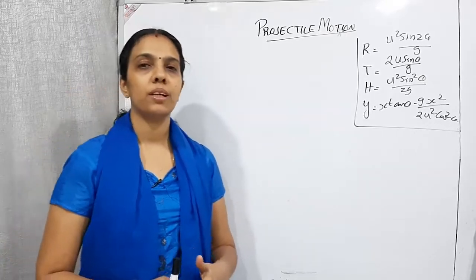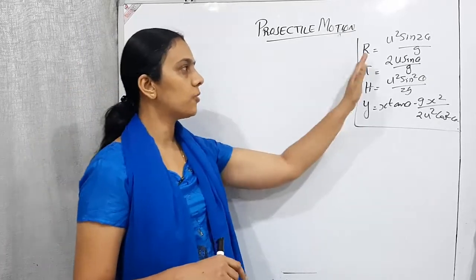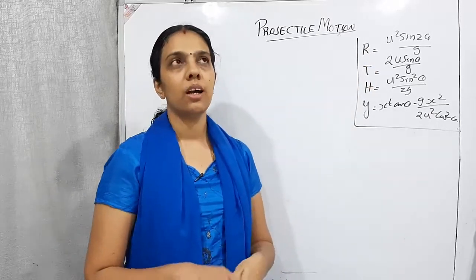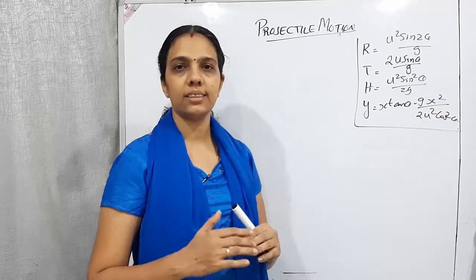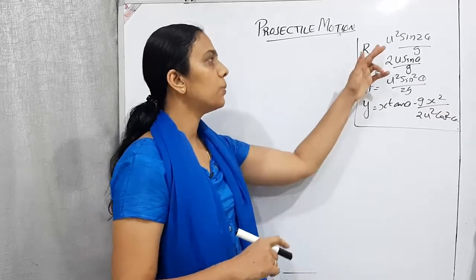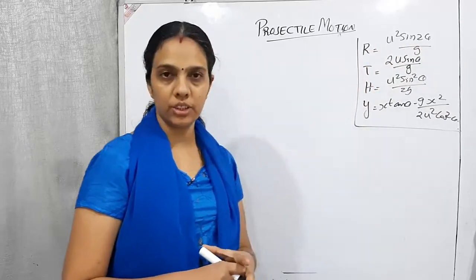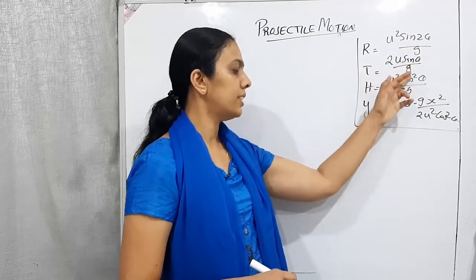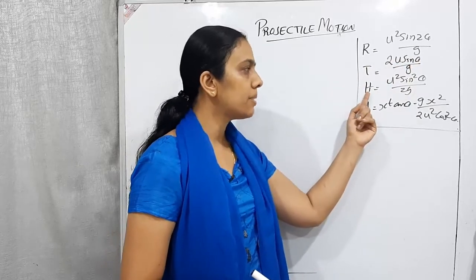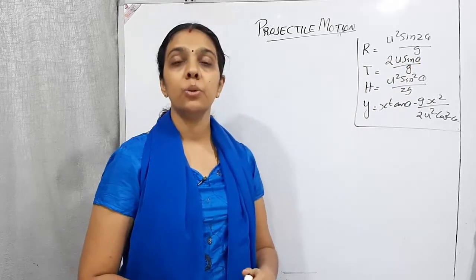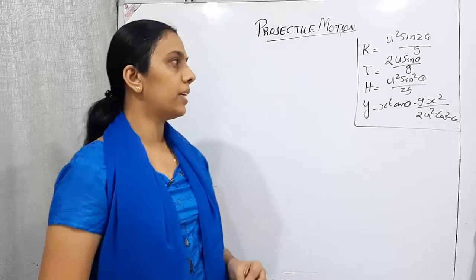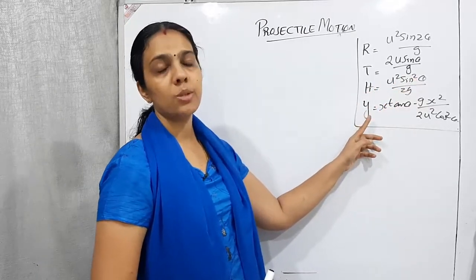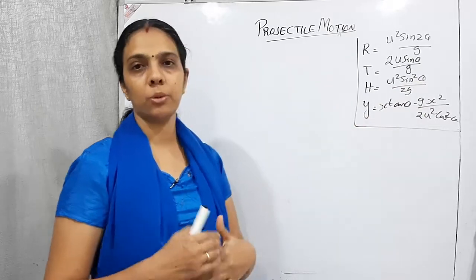The important formulas, as usual, I wrote over here. This is for the range of the projectile, that is the horizontal distance along the x-axis. Horizontal distance is u square sine 2 theta divided by g, and total time of flight T equals 2u sine theta divided by g, and maximum height reached is u square sine square theta by 2g, and y equals, that is, the path of the projectile is a parabola.